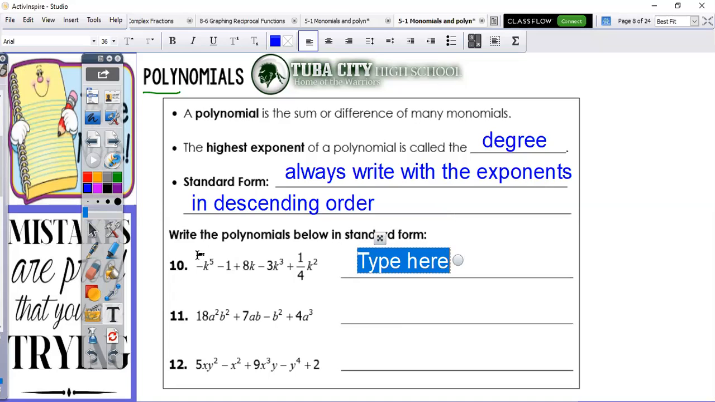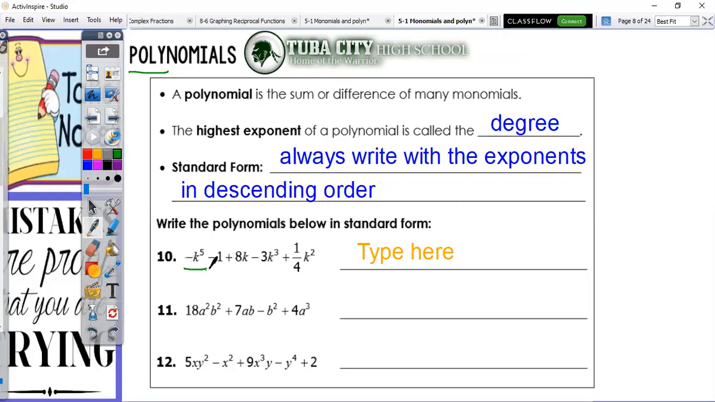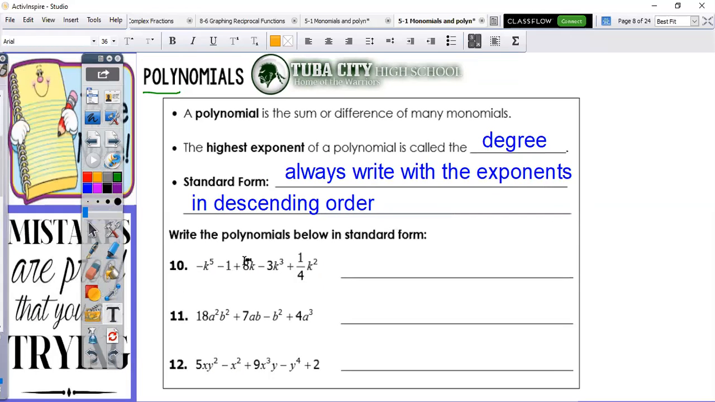Now, in this case here, we have 1, 2, 3, 4, 5 terms. So a term is anything that is separated by a plus or a minus. So here we have a binomial, binomial, binomial, binomial, binomial. But since they're all together, that's going to make it into a polynomial. So here, let's go ahead and write this in standard form now.